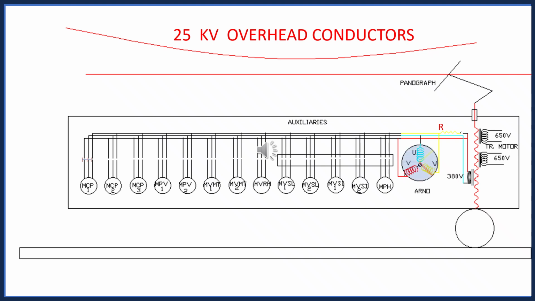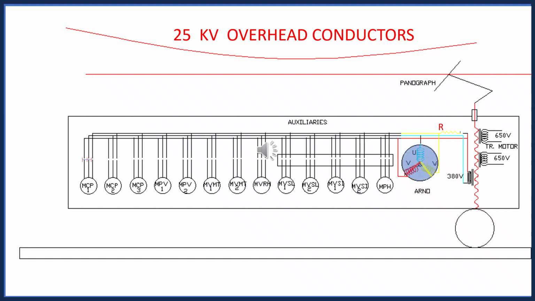You are able to see that when the Loco Pento circuit breaker is closed, then the starting resistance switch is closed and a phase difference is generated, and the Arno motor has started to rotate. Then the resistance has been cut, but the Arno is always rotating to give three-phase power supply to the auxiliary motors. So this is the system.